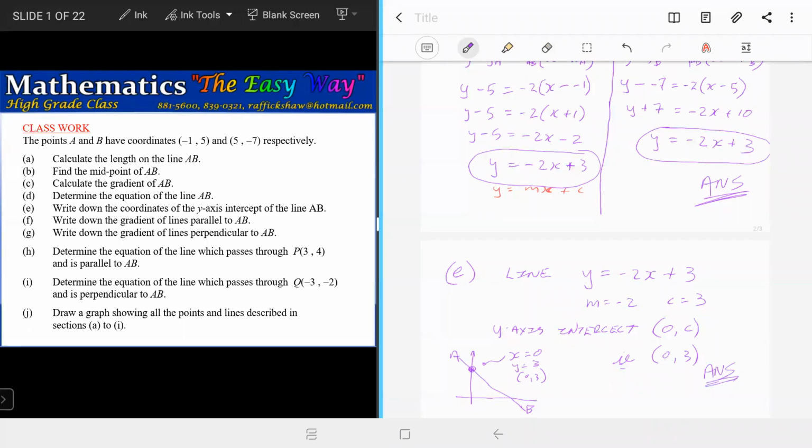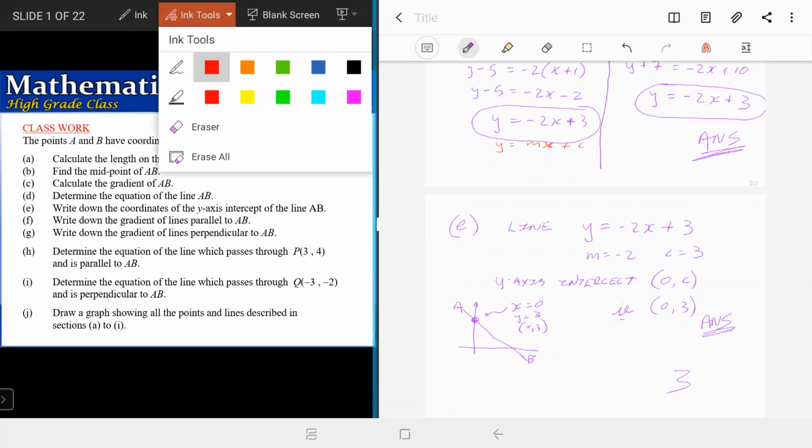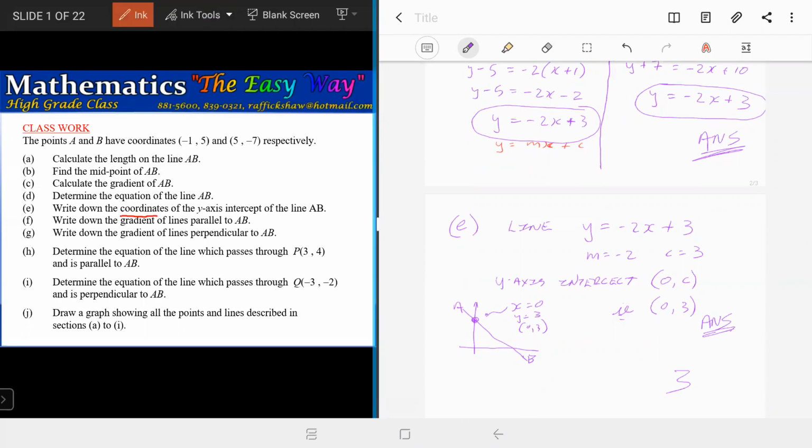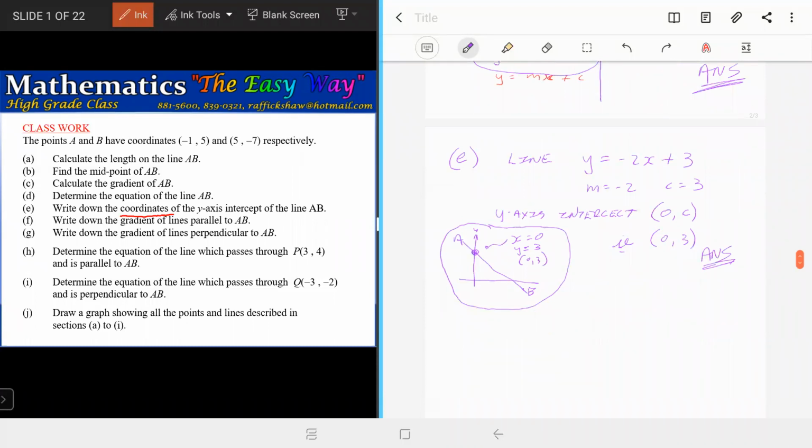So in any case, this is the answer: coordinates of the y-axis intercept, (0, c). Some persons just write 3 for the y-axis intercept. No. The question said coordinates. Coordinates is an x coordinate and a y coordinate, so you have to give both of them. Pay attention to the details, everything important. This down here is just a little explanation as to why it is (0, c): on the y-axis, the x value is always equal to 0. If you put 0 in the equation right here, this value becomes 0, and so the y is going to be equal to 3. So (0, 3). That is E.